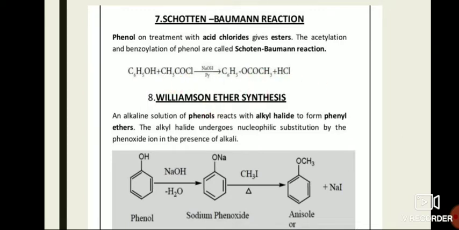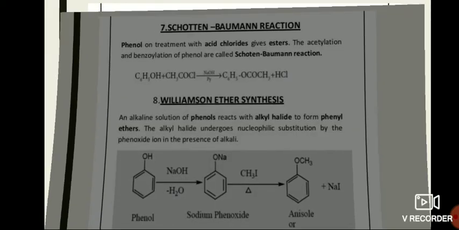And Williamson ether synthesis. Phenol reacts with sodium hydroxide and alkyl halide to form phenyl ethers. H2O is removed, NaO is added, and ONa remains with CH3I. The NaI is removed, OCH3 is added. This is phenyl ether, and its name is anisole.